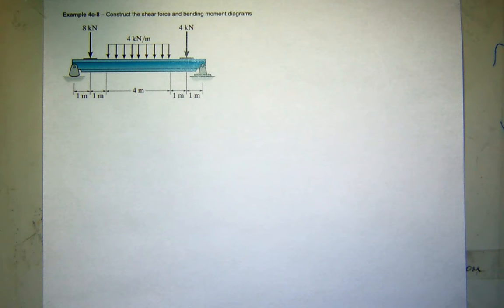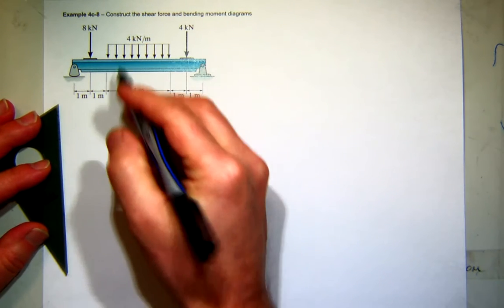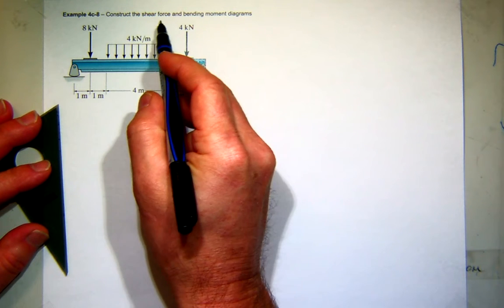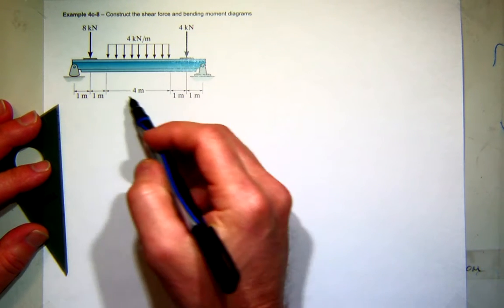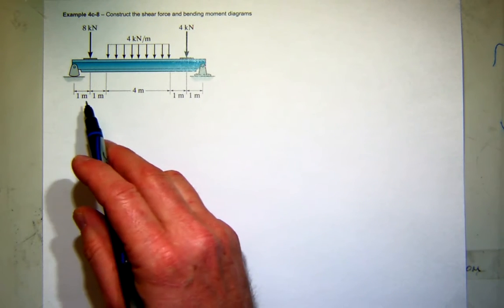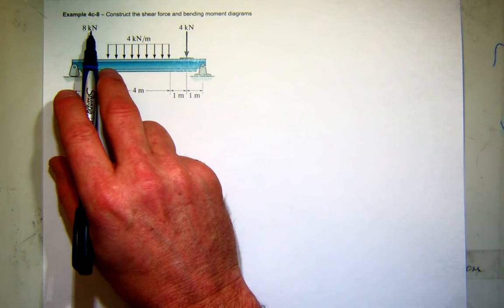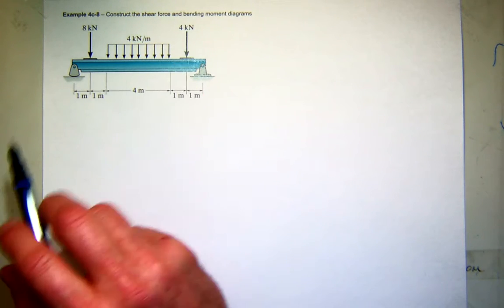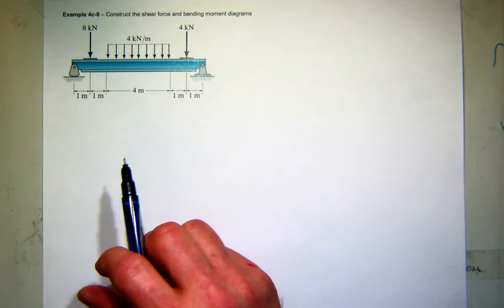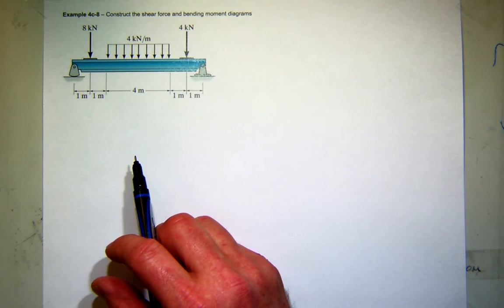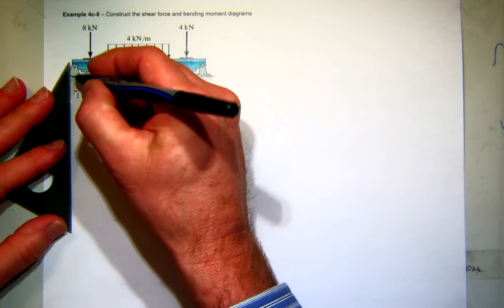Alright, so let's do this problem. Again, we want to construct the shear force and bending moment diagram for this beam. It looks initially like it's symmetric, but this force here is twice as big as that one. So the diagram will be shifted a little bit.